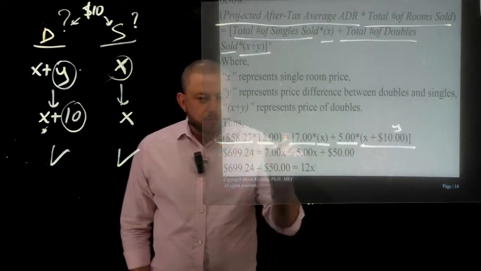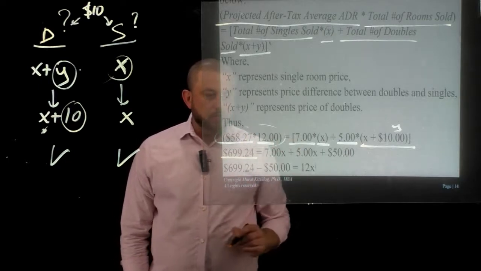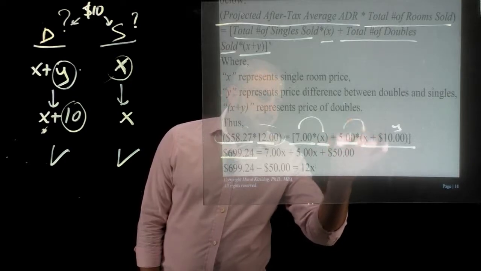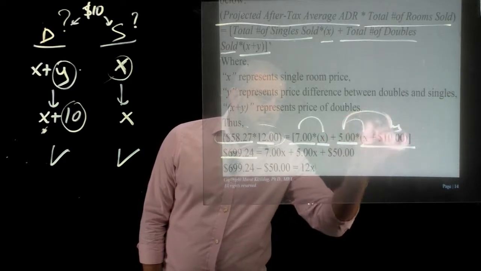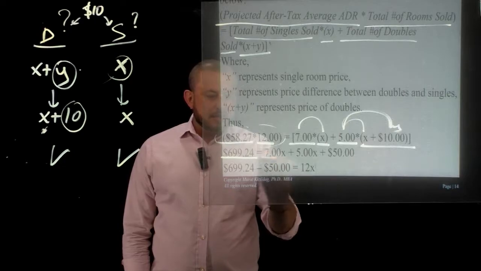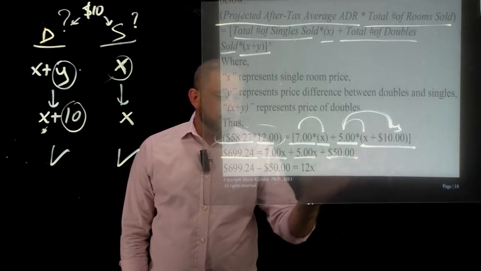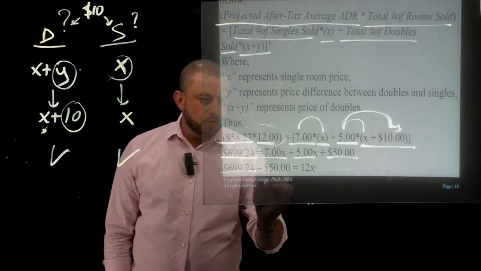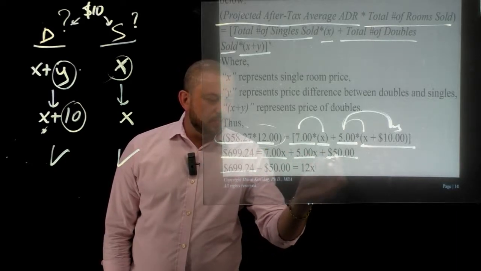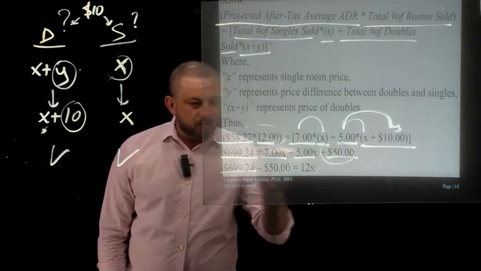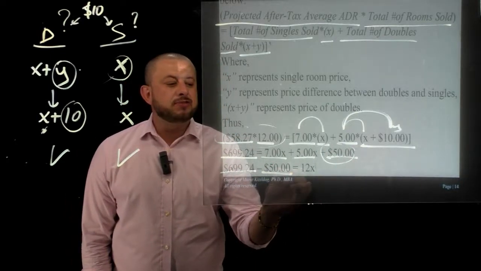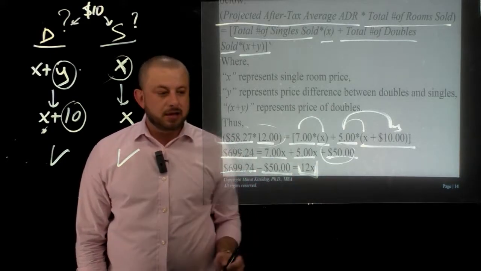So when I do this part, it is equal to 699.24. So 7x plus 5x plus 50. Okay? 7x plus 5x plus 50. I can reduce it. 699.24 is equal to 12x plus 50. I can transfer the 50 right here. Sign changes. 699.24 minus 50 is equal to 12x, okay?